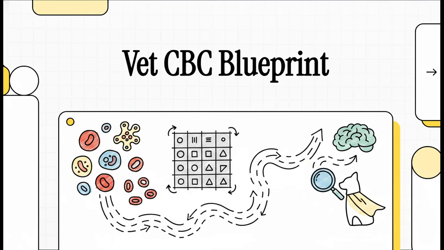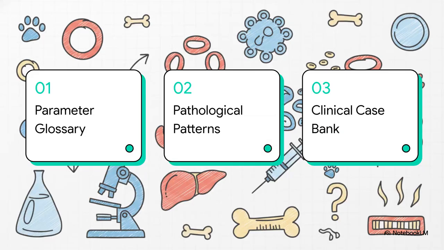Welcome to the Explainer. So if you've ever looked at a complete blood count report and felt like you were just staring into an alphabet soup of random acronyms, trust me, you are absolutely not alone. But today, we're going to fix that. We're going to take that dense, intimidating grid of data and turn it into an actual clinical superpower for you. We'll be walking through a master blueprint that takes you right from basic parameter definitions all the way through some pretty advanced clinical reasoning.